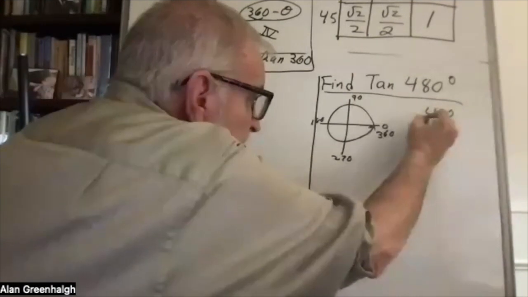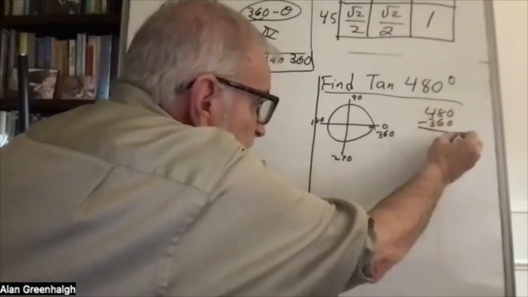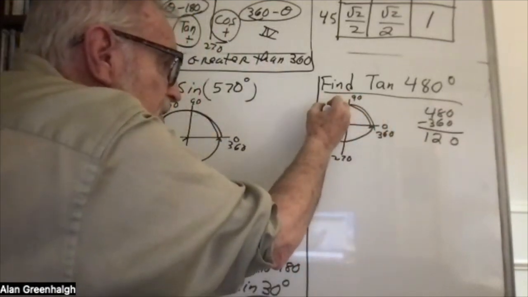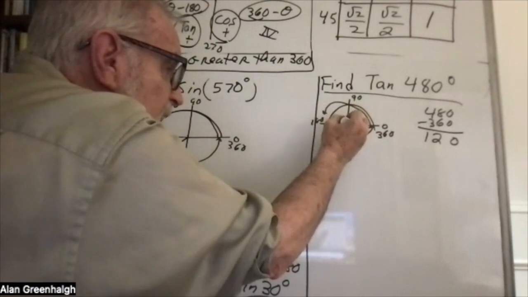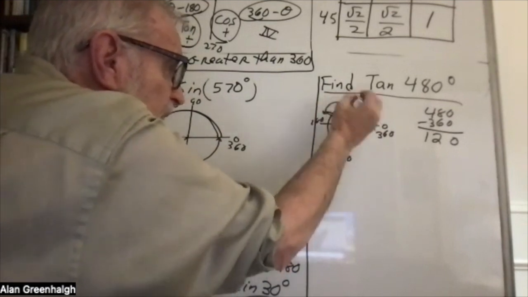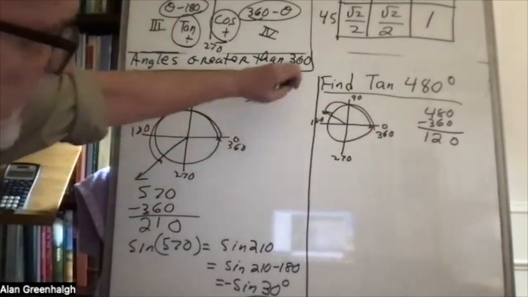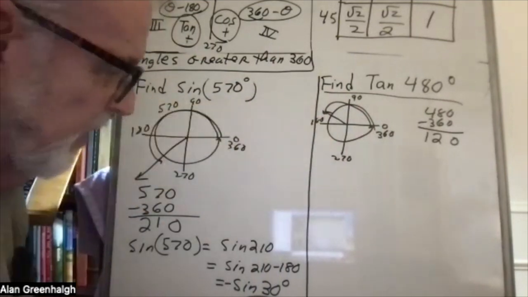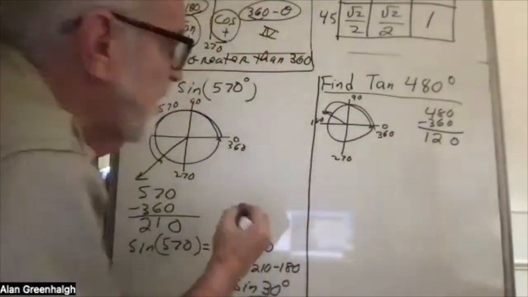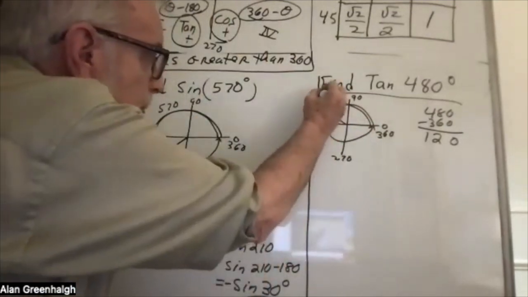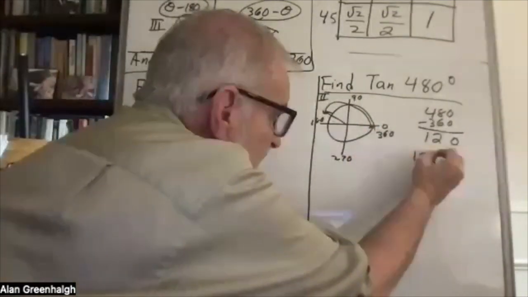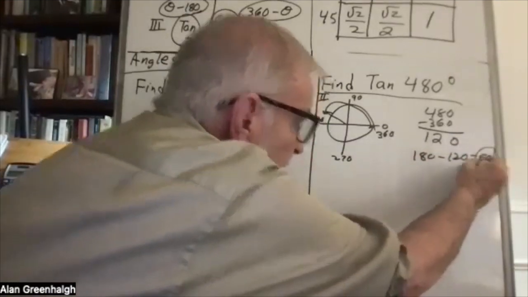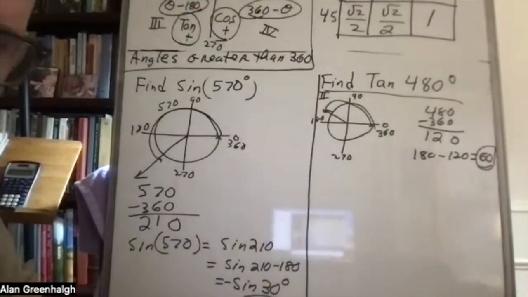So 480 minus 360 leaves us with 120. So we still have to go into the second quadrant, and here's the angle right here. It looks sloppy and crazy when it's greater than 360. You can't help that, okay? So how do you convert an angle in the second quadrant? It's going to be 180 minus 120. We're really talking about a reference angle of 60 degrees.